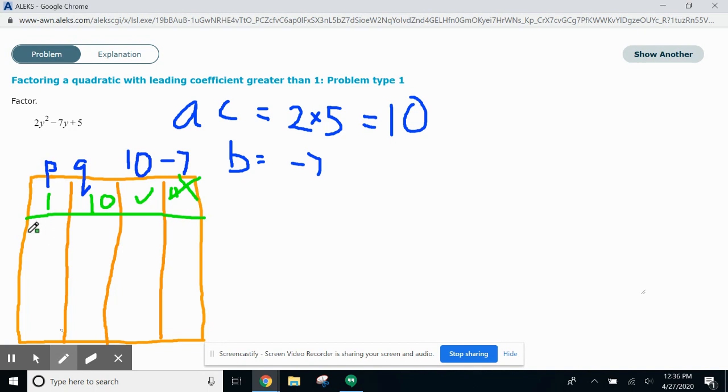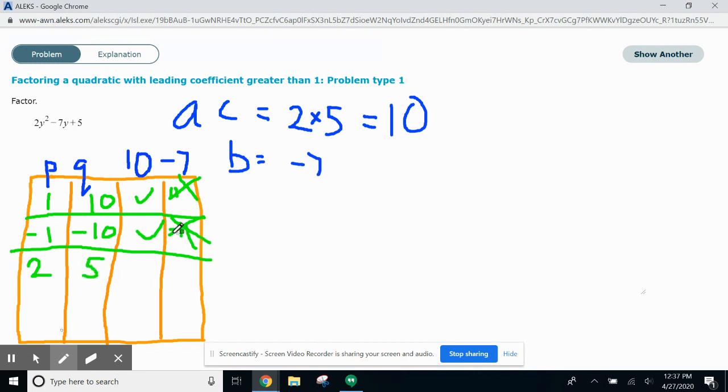This is a negative number, so maybe we want to try one that's negative. Maybe if 1 is negative and 10 is positive. Oh, that won't make 10. Maybe we'll make them both negative. Negative times a negative makes a positive. That makes positive 10. And this makes a negative 11, so nope. Let's try another one. Let's try 2 and 5.